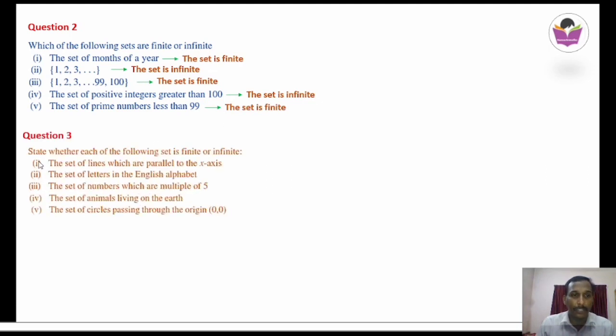Next question, question number 3. State whether each of the following sets is finite or infinite. Again, the same type of questions, and there are 5 questions. You will do this as homework. Next, we shall discuss the 4th question.